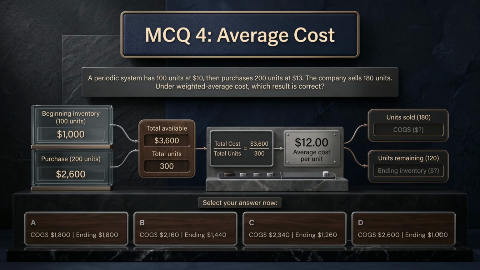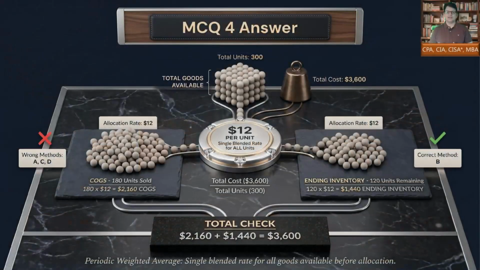A. COGS $1,800 and ending inventory $1,800. B. COGS $2,160 and ending inventory $1,440. C. COGS $2,340 and ending inventory $1,260. D. COGS $2,600 and ending inventory $1,000. Calculate the average rate first, then allocate it. The correct answer is B.